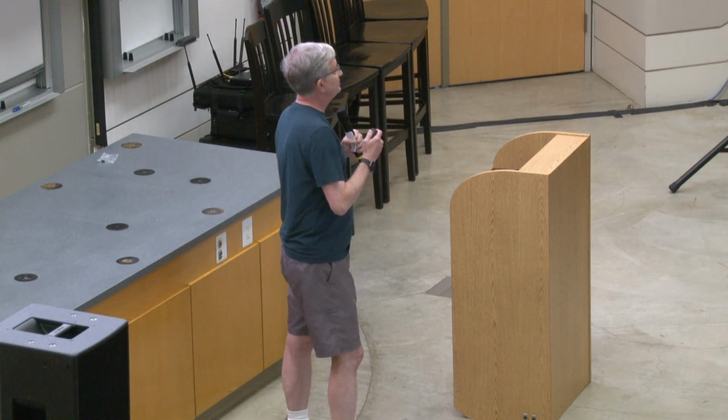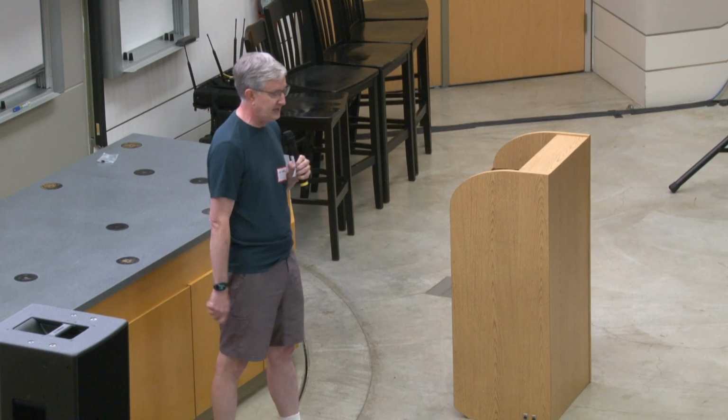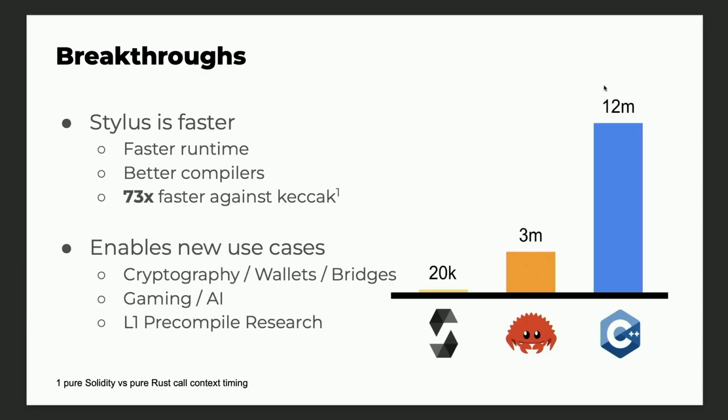So you get different results, of course, depending on which computation you're doing. But as an example, if you run the Keccak hash function in pure Solidity compiled into EVM versus pure Rust compiled into WASM, it's a 73x performance difference. And that means the same computation uses 73x less gas. So this enables new kinds of use cases that weren't possible with EVM alone.